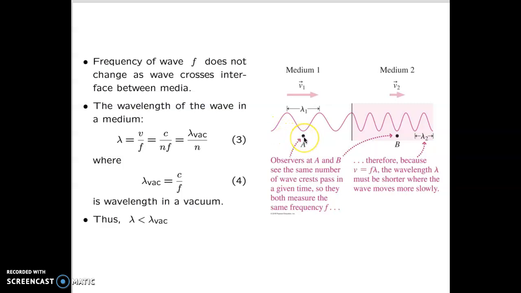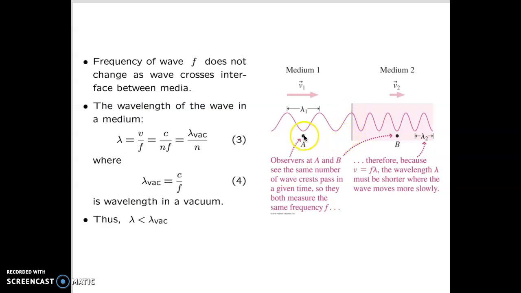Imagine that you're an observer at this point A, and as the wave propagates to the right, you're counting the crests as they go by. Okay, here's a crest, here's a crest. All of these crests are moving to the right. Okay, and you count how many crests go by in a given time. And you might find there are 10 crests per second or per millisecond or whatever it is. Okay, that will simultaneously be the rate at which these crests intersect this interface between the two media.